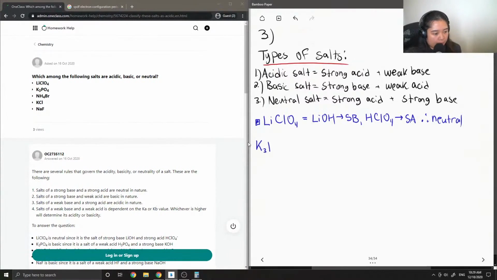Next, we have potassium phosphate. So this was made from H3PO4, so this is a weak acid. And the potassium is formed from potassium hydroxide, which is a strong base. So therefore, this is a basic salt.